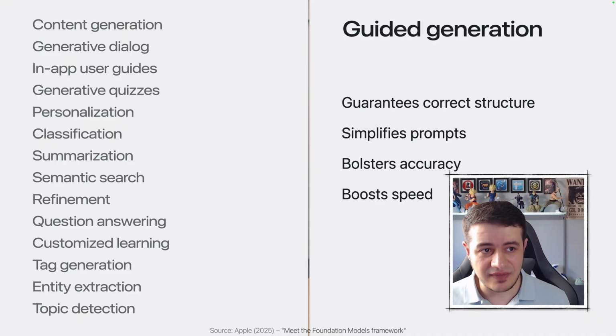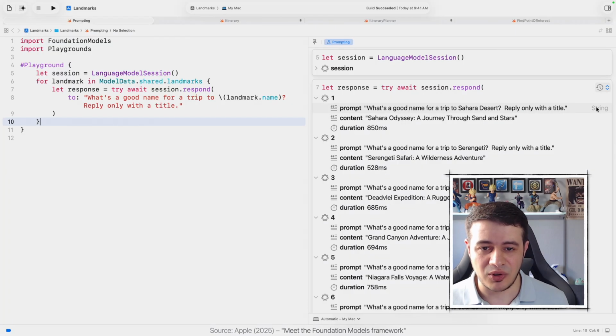All the things that it can do are listed here. I'm not going to read them out loud, but you can see there are a bunch of things you can do with it, which doesn't mean it can do everything because it's still an on-device model.